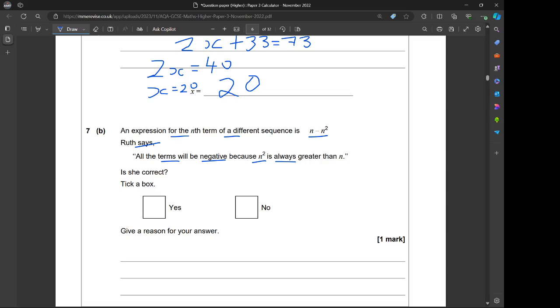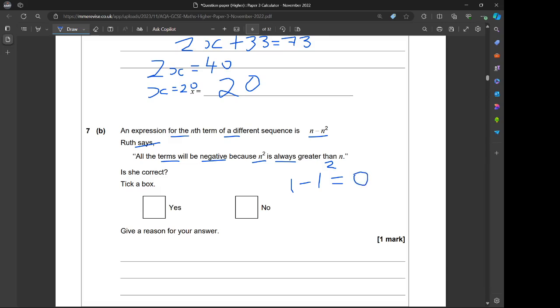So when n is 1, we're going to have 1 minus 1 squared. What is 1 minus 1 squared, please, in the chat? Okay, Zemyana's got it right. So it's 0.